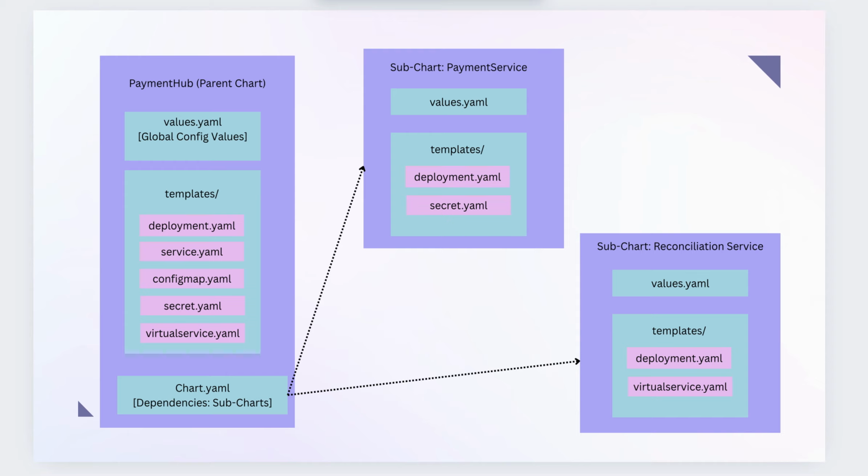The values.yaml file in the parent chart defines global configuration values such as replica counts, environment variables, and service endpoints. These values can be overridden by subcharts or environment-specific configurations, enabling consistent settings across deployments.